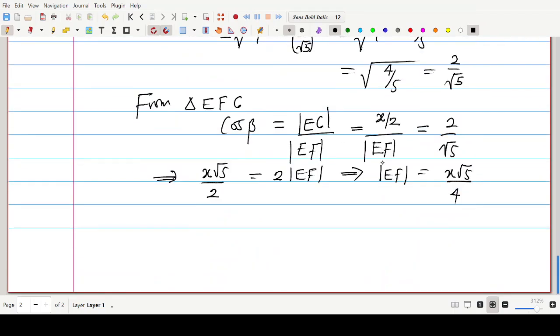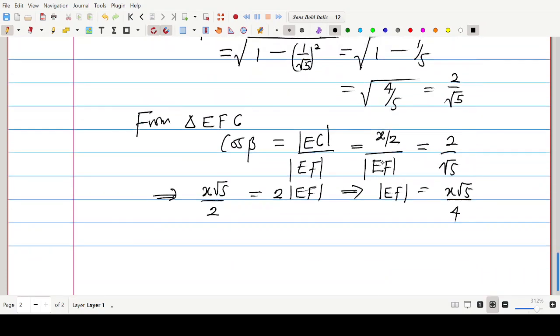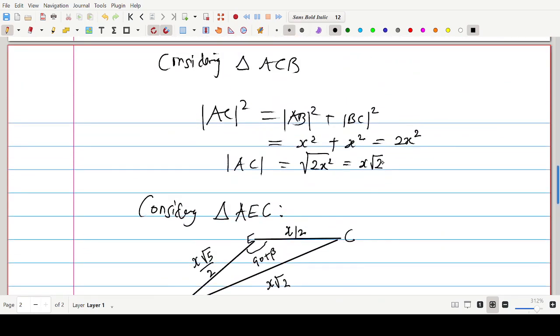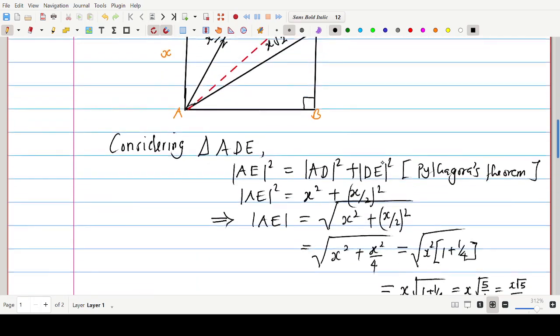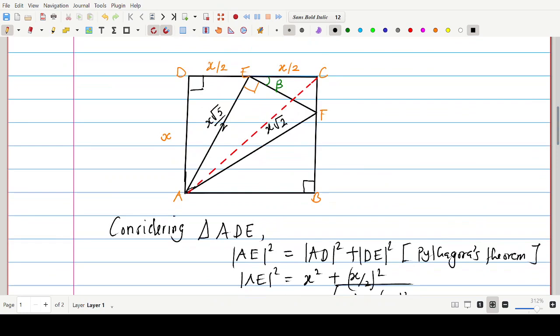Now we've gotten the length of EF to be x root 5 over 4. So in that case, we are good to go. The work is completed by this data. Now, let's consider this triangle specially. Look at triangle AEF, all right? Let's look at that triangle AEF.